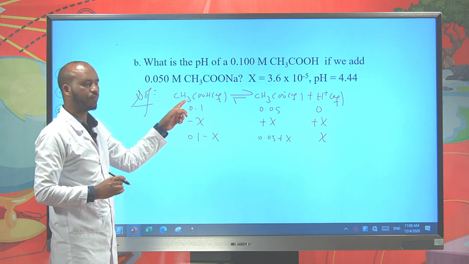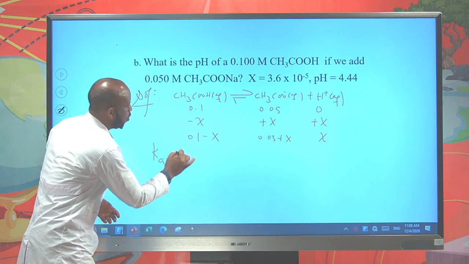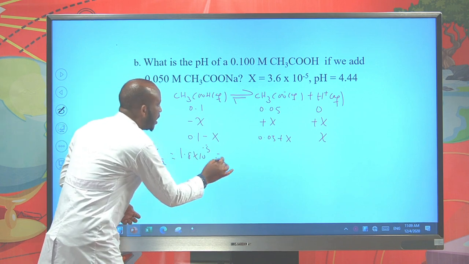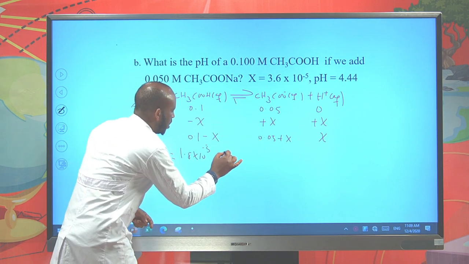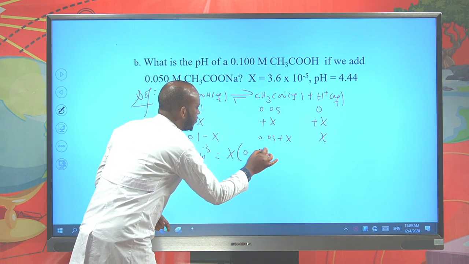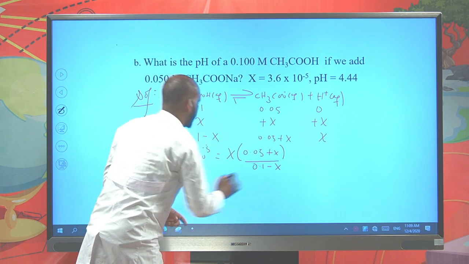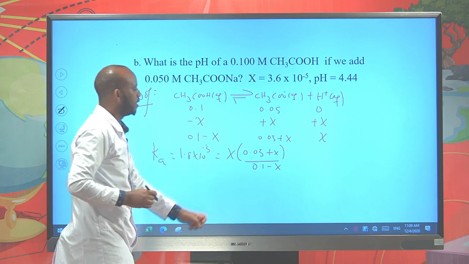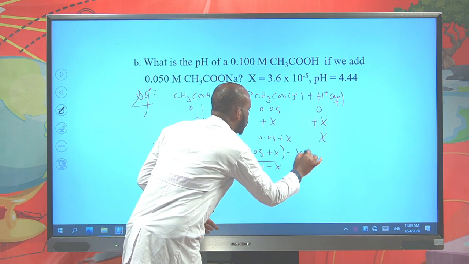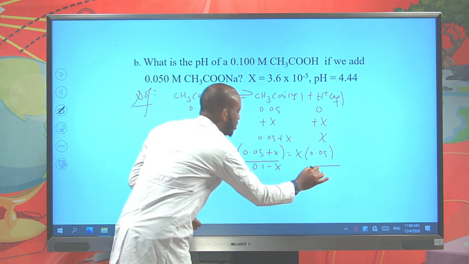Now you can set the dissociation constant for acetic acid, Ka, equal to 1.8 times 10 raised to minus 5, equal to the equilibrium concentration of acetate times the equilibrium concentration of H+, which is X times (0.05 plus X), divided by (0.1 minus X). For a small value of X, 0.05 plus X is approximately 0.05, and 0.1 minus X is approximately 0.1.